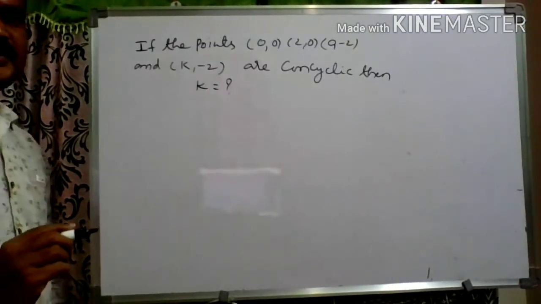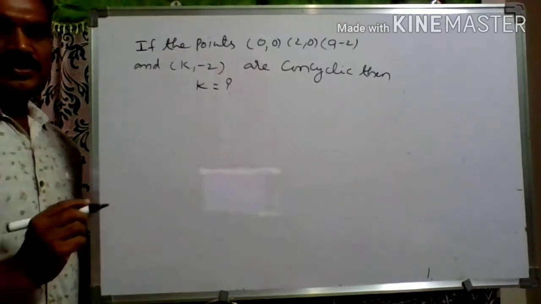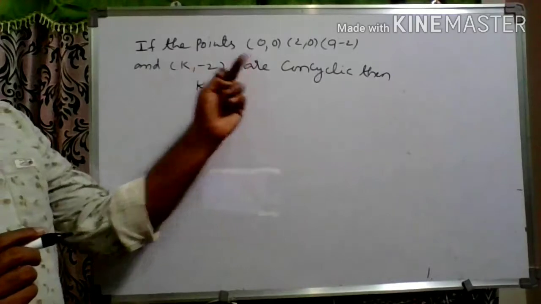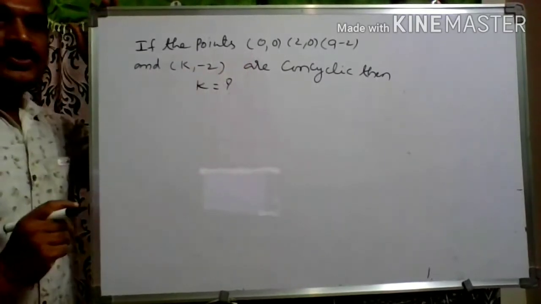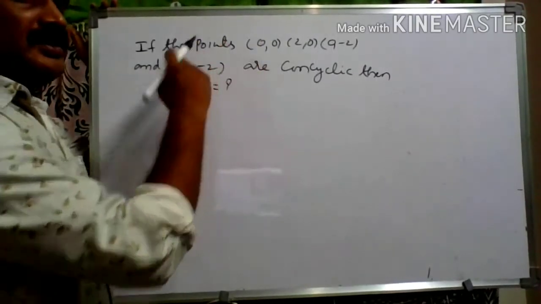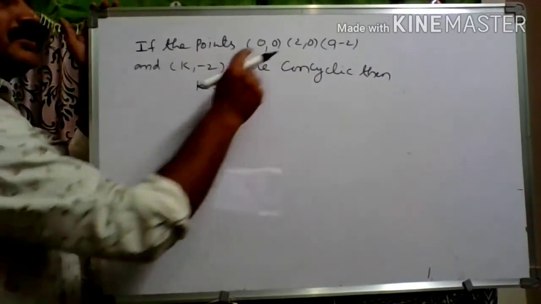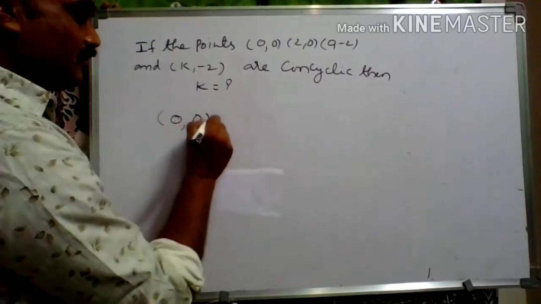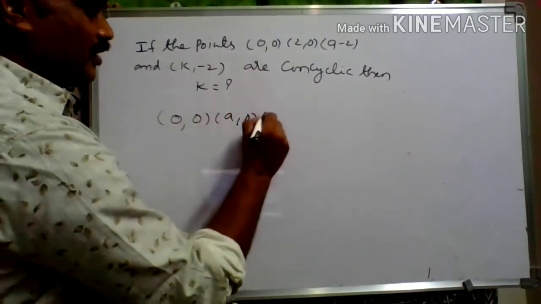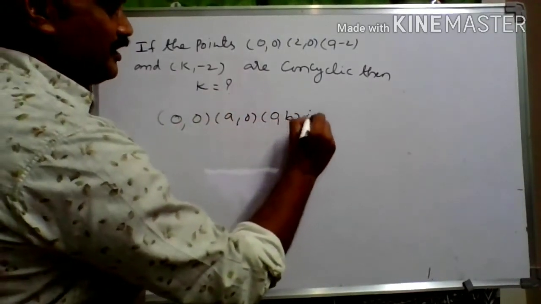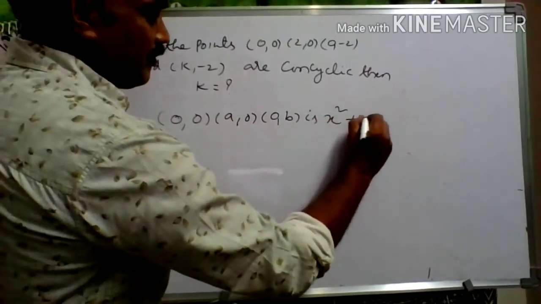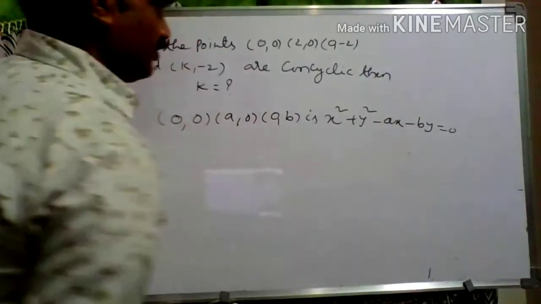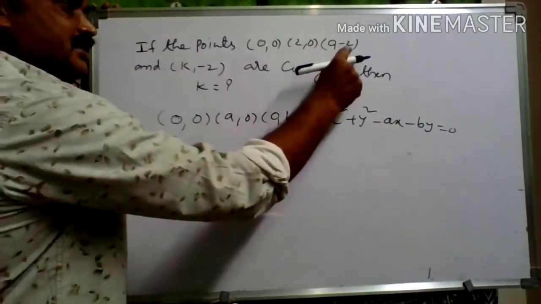Next problem: if the points (0, 0), (2, 0), (0, minus 2) and (k, minus 2) are concyclic, then k is equal to? Students, concyclic means 4 points lie on the circle. First, the circle passing through (0, 0), (a, 0), (0, b) is x square plus y square minus ax minus by is equal to 0. Students, this is A, this is B.